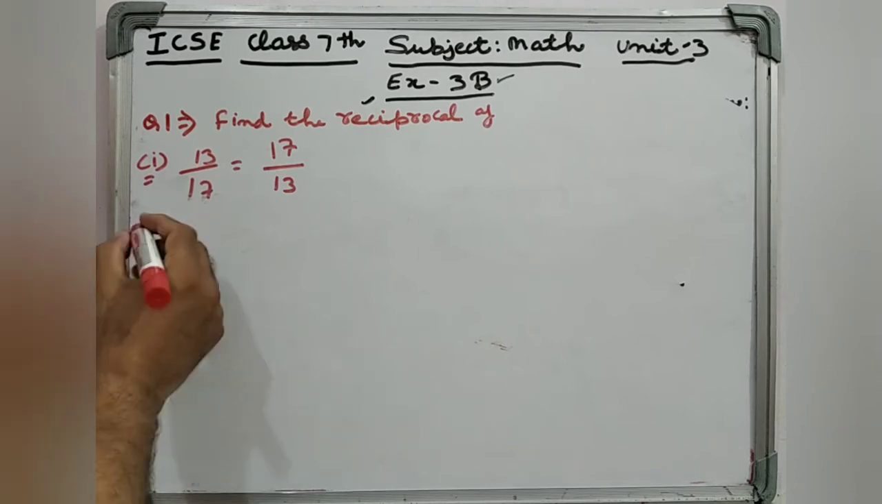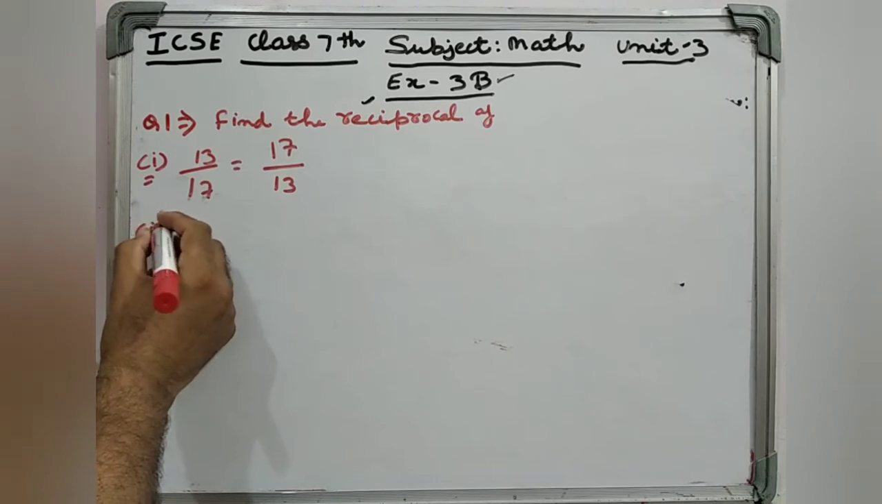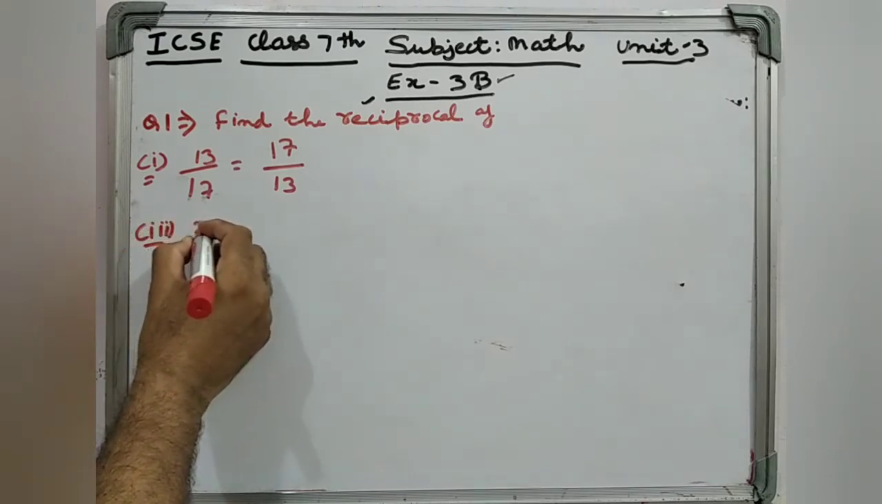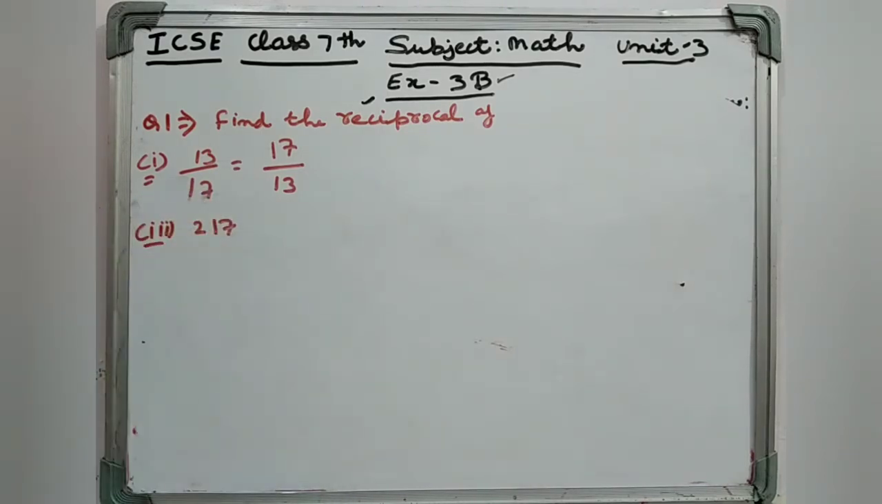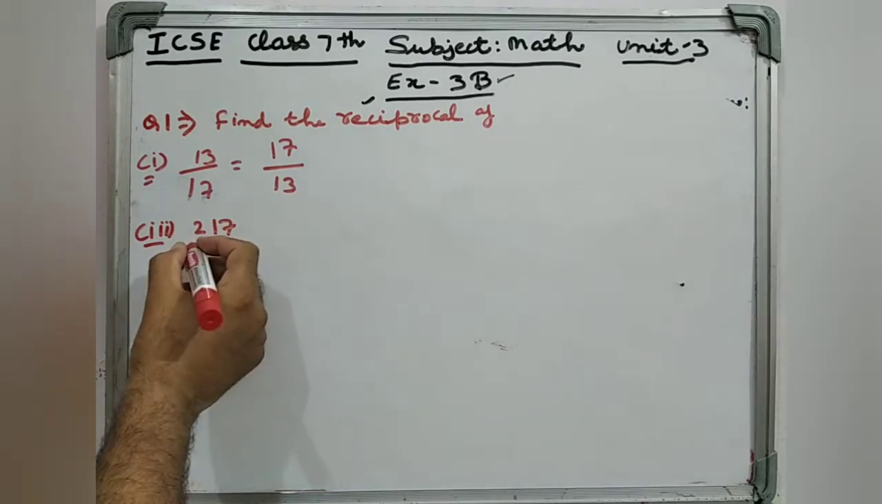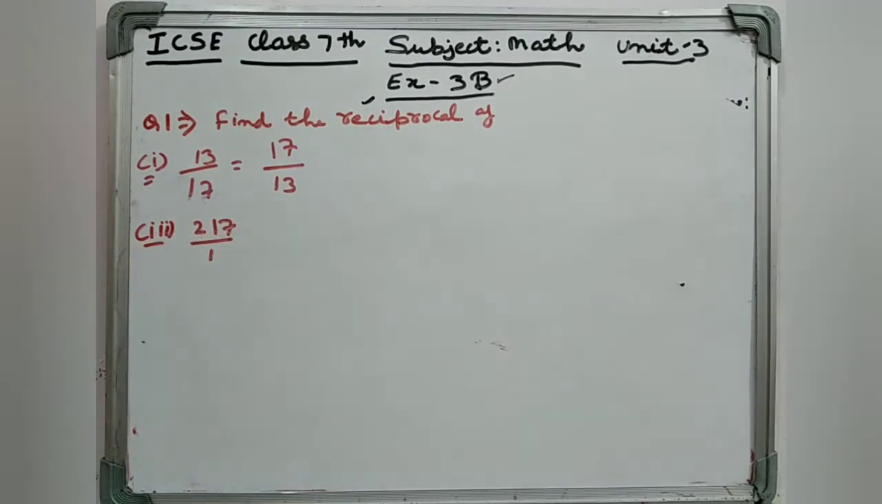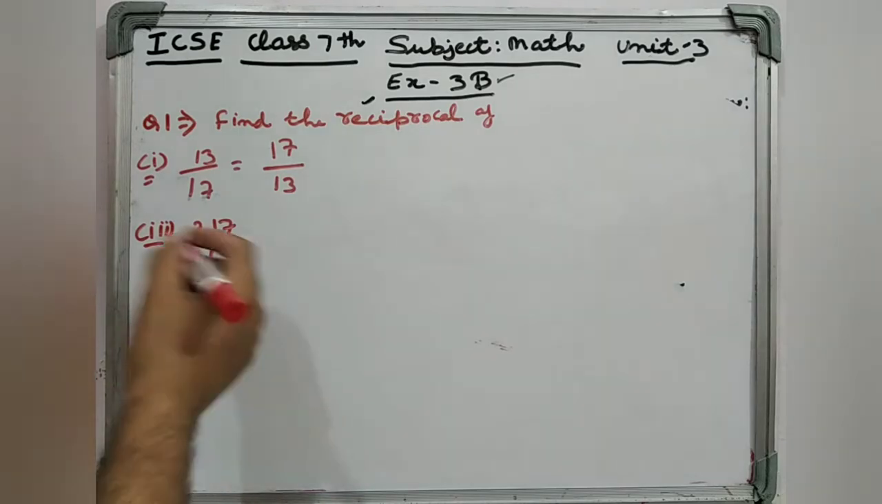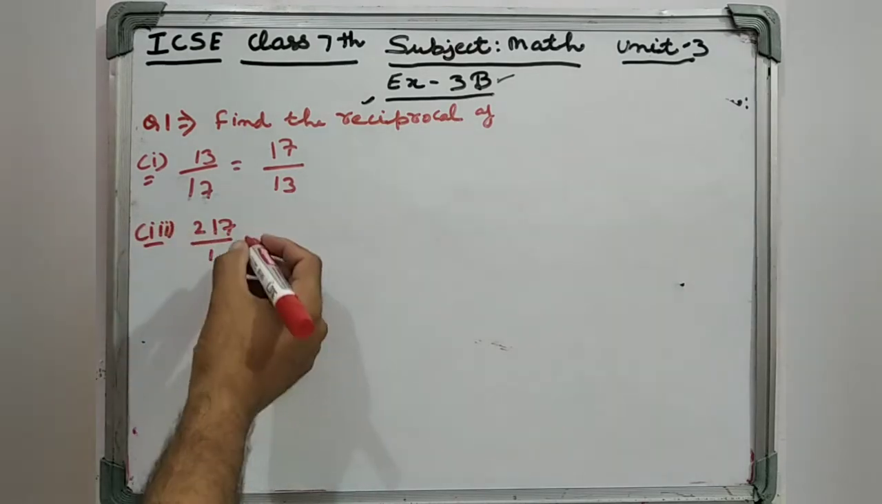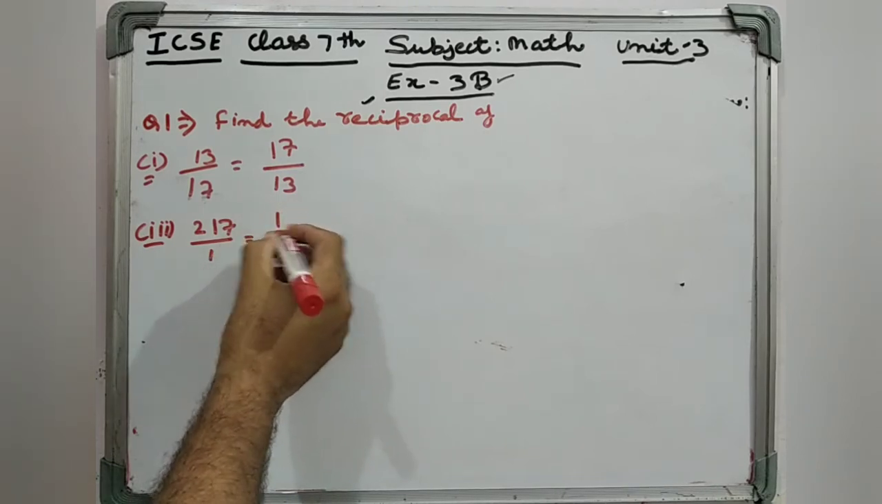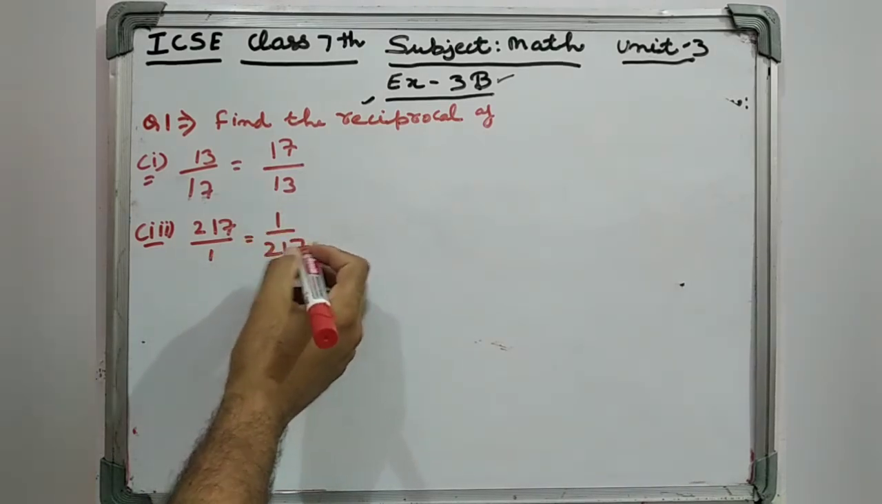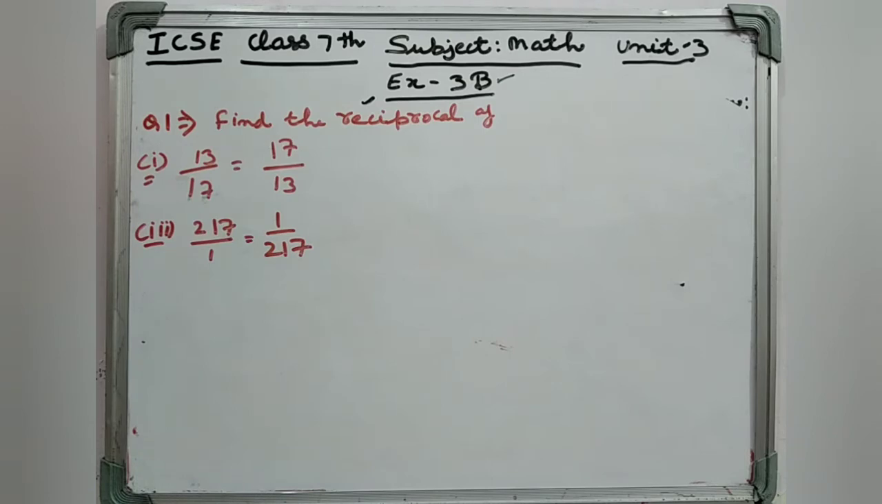Third, see the third part, 217. If there is no denominator given, its denominator is 1, so we will write it as 1 upon 217.